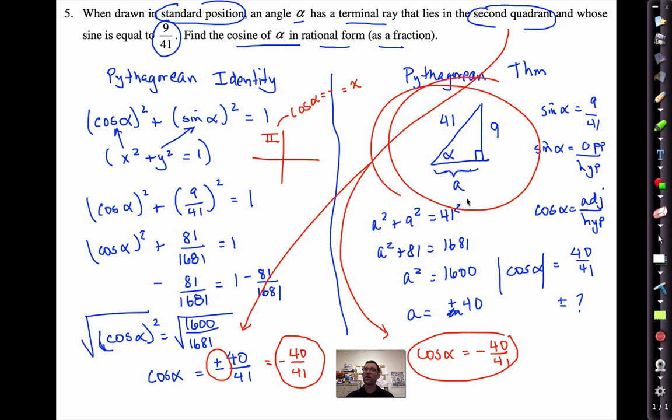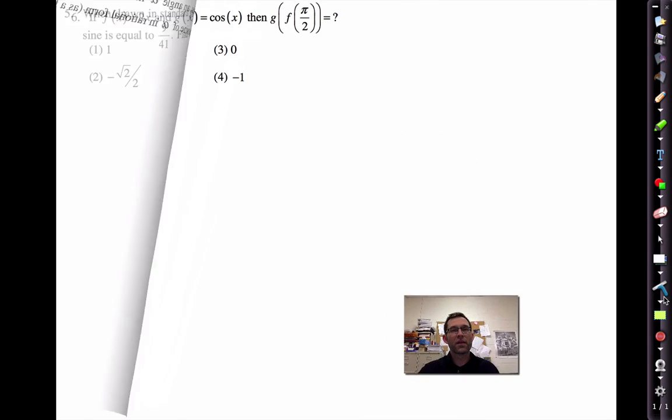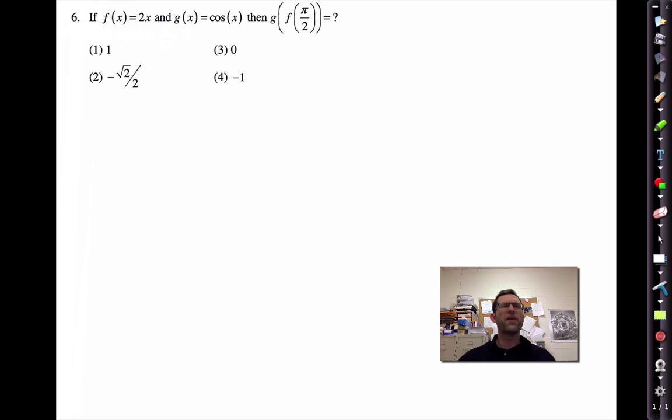All right, I'm going to clear out all this text. Here we go. Let's do problem 6. If f of x equals 2x and g of x equals cosine x, then g of f of pi over 2 equals what? All right, well, forget about trig just for a moment. We'll get to trig. This is what's called a composition problem. It's the composition of two functions.